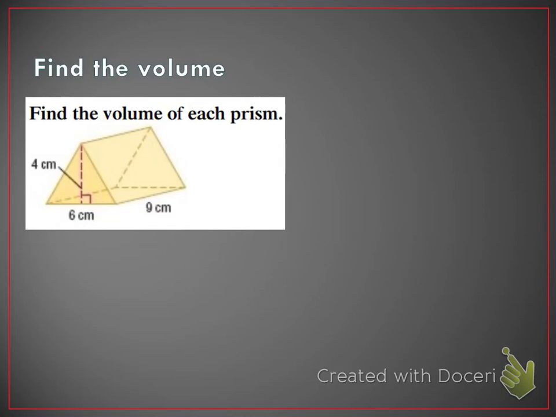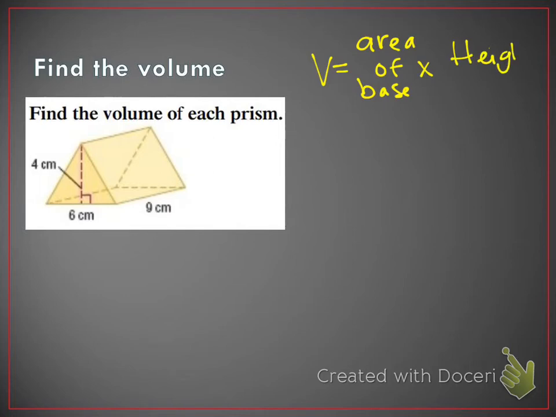So our formula, volume equals area of the base times the height of the prism. So let's go ahead and highlight the bases. What shape are the bases? They are triangles. Remember that base does not mean it's on the bottom.